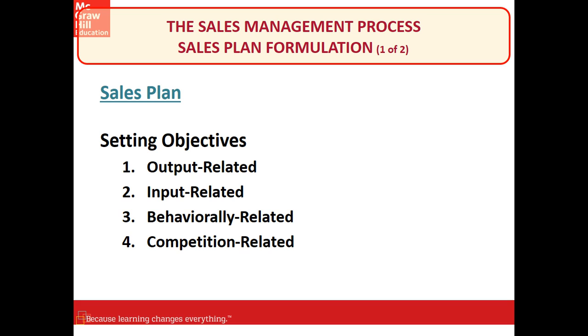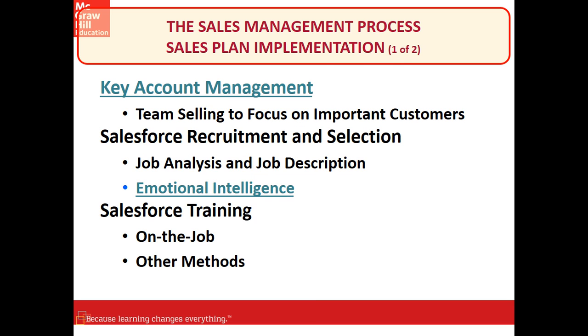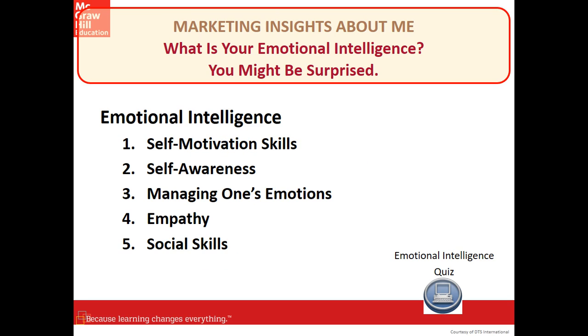Sales plans, okay? What is output related? What's input related? Behaviorally related versus competition related, okay? How do you organize your sales force, your people? By geography, by customer they serve, by product they sell. Okay? And also, what is key account management? And what is emotional intelligence? EQ, right? Emotional intelligence: empathy, social skills, manage your emotions, self-awareness, self-motivation, part of that.